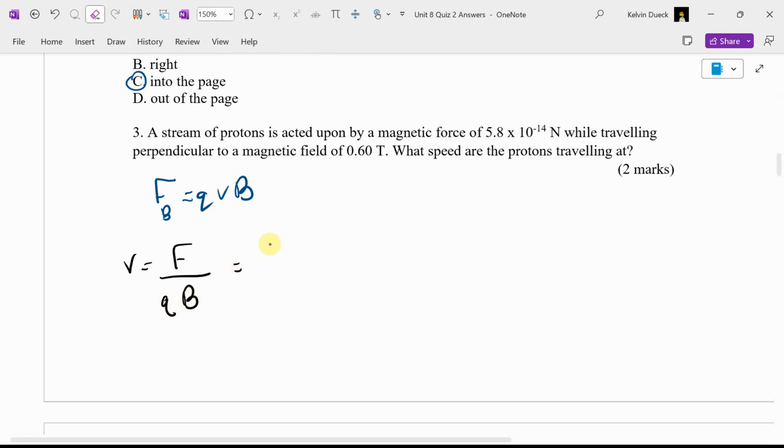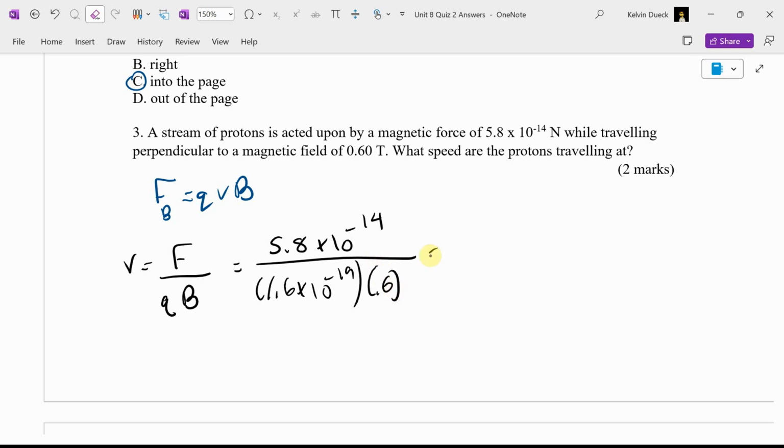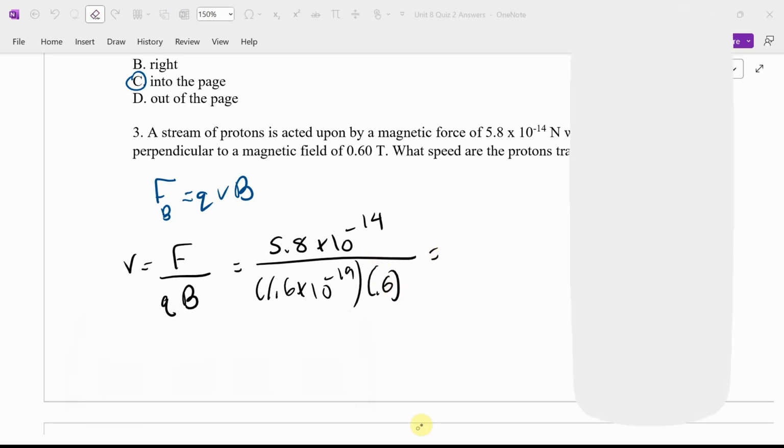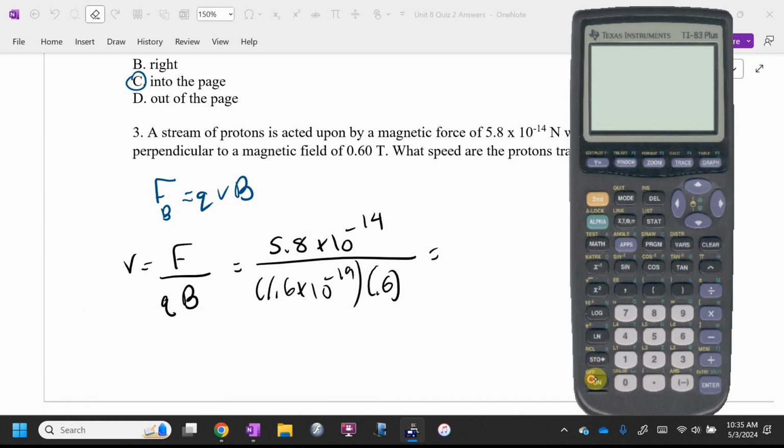What's the force? 5.8 times 10 to the negative 14. Q, it's a proton, 1.6 times 10 to the negative 19. Don't use 1.67 times 10 to the negative 27. Look at the units. That's kilograms. It's not a charge, it's a mass. I'll make fun of you. Q is charge. And then the magnetic field is 0.6. Speed is, I have no idea.